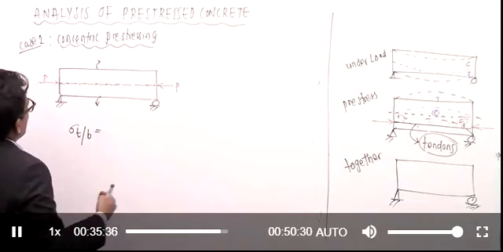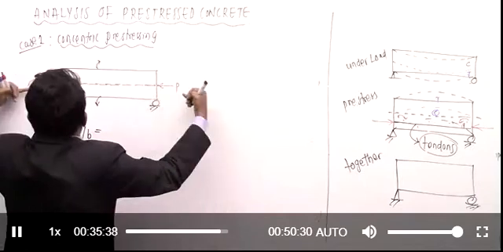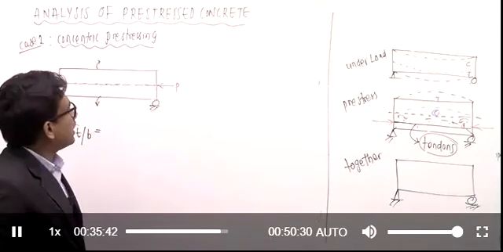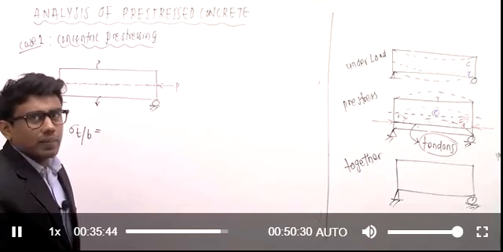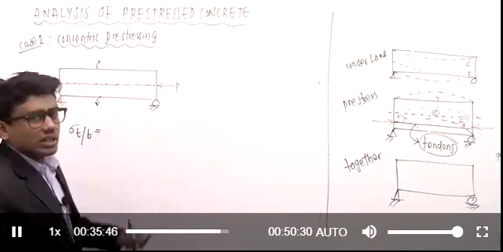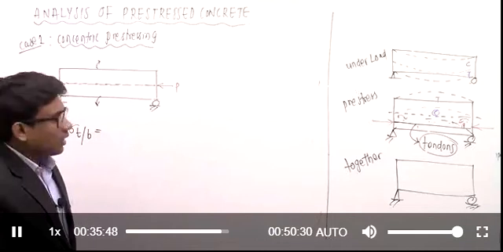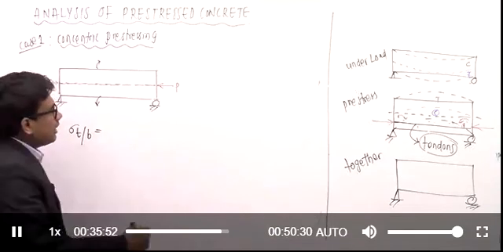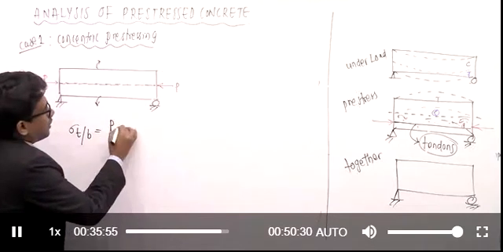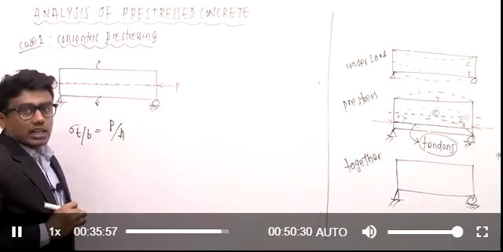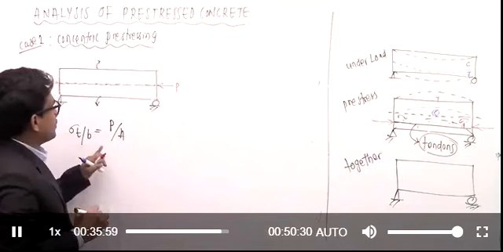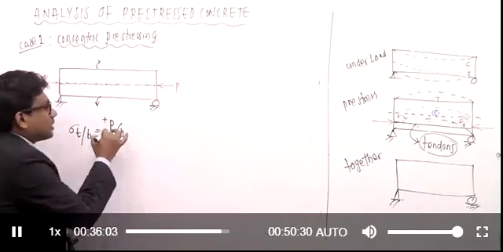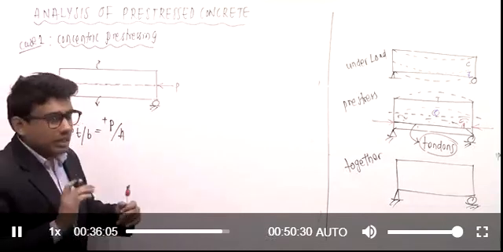Can you tell me, when the pre-stress is given concentrically, or when there is no eccentricity, what will be the stress generated here? It will be P by A, that is the pre-stressing force divided by the area of cross section. Correct or not? The total pre-stressing force generated here is P by A, and it is compressive in nature. I am applying the compressive stresses.